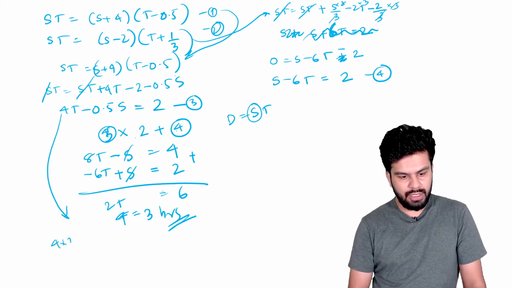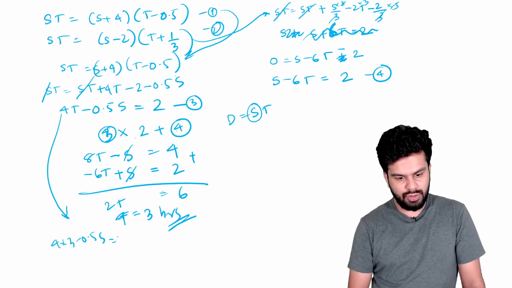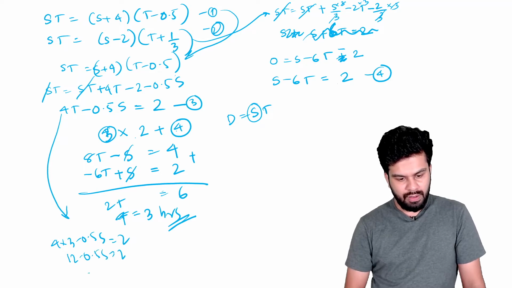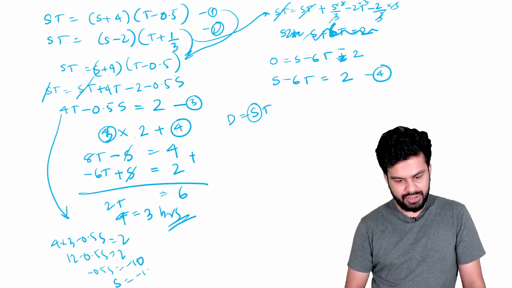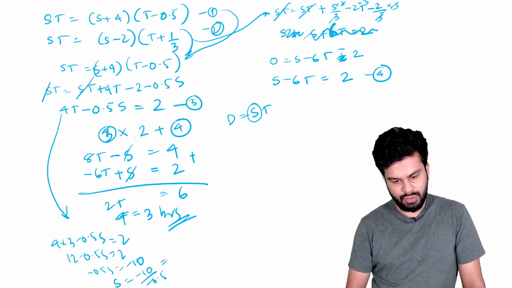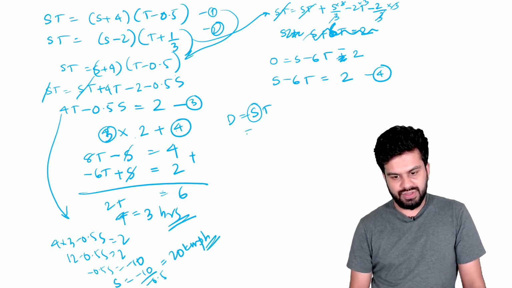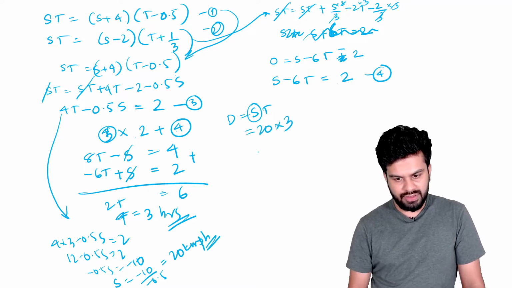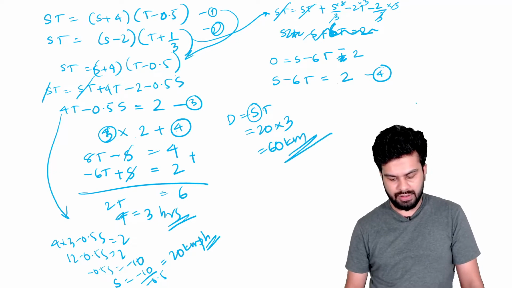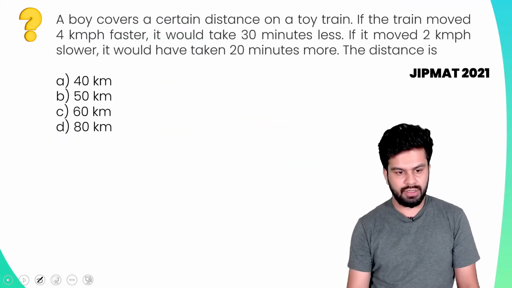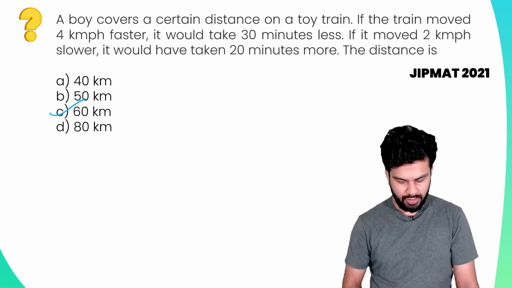4 into 3 minus 0.5 s is equal to 2, or 12 minus 0.5 s is equal to 2. Minus 0.5 s is equal to minus 10, or s is equal to minus 10 by minus 0.5, which is equal to 20 kilometers per hour. So distance is equal to 20 into 3, which is equal to 60 kilometers. And the correct answer is option C, 60 kilometers, right?